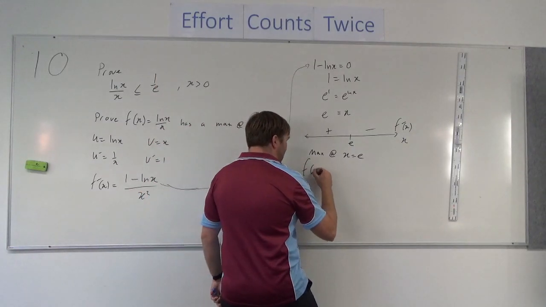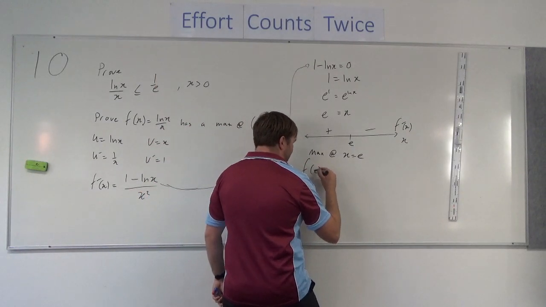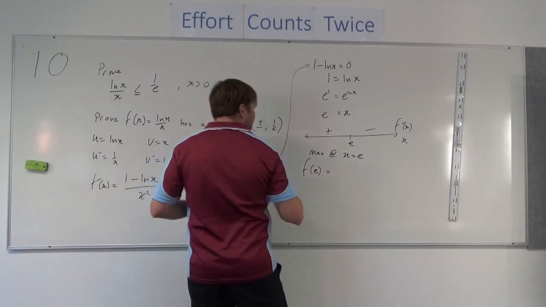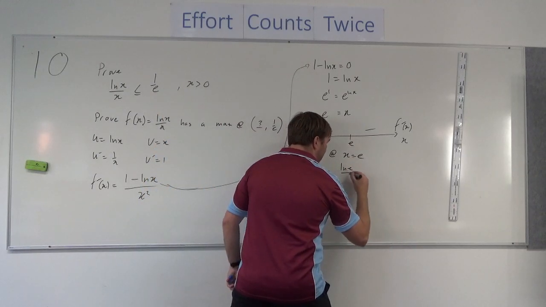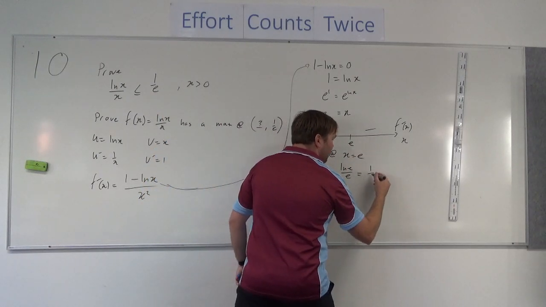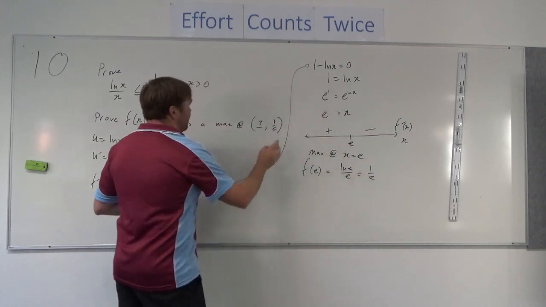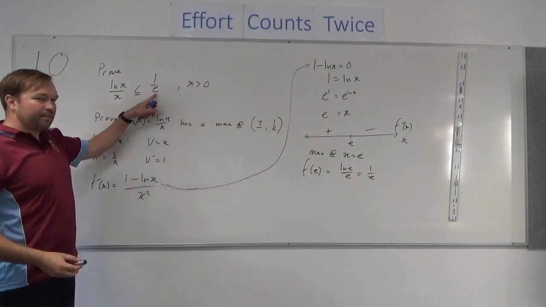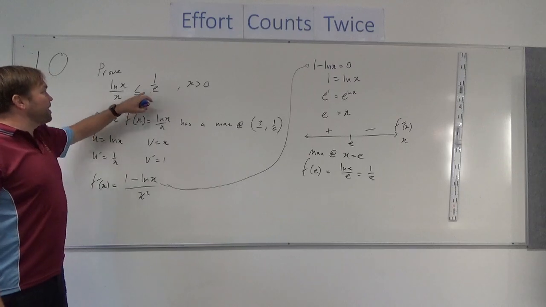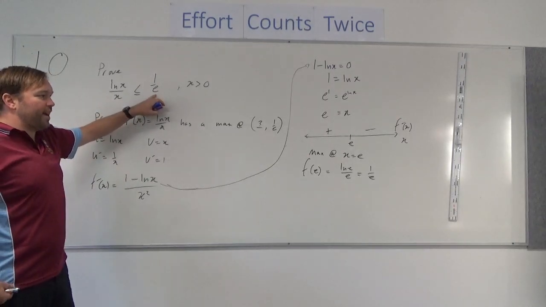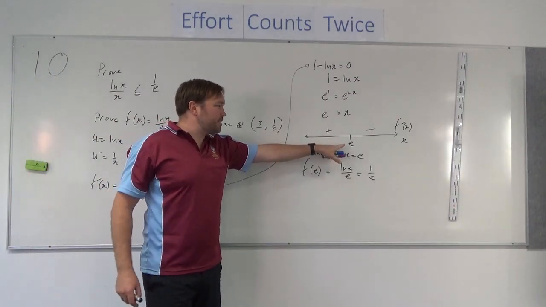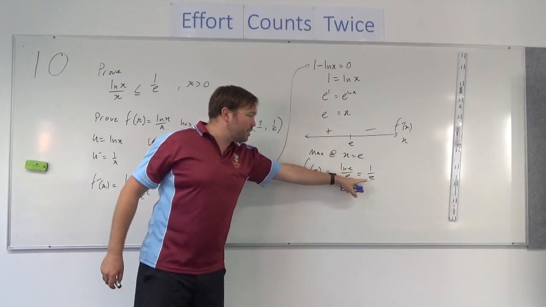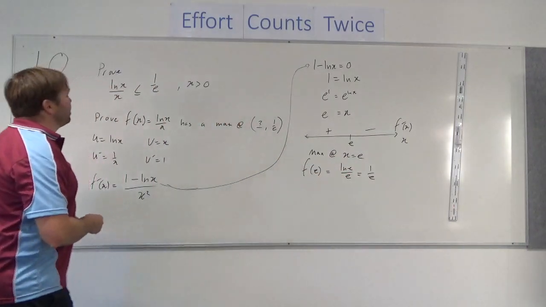Now we need to find the value of that max. We want f of e. f of e is ln of e on e. ln of e is 1, so it's 1 on e, which is what we're asked to prove. This function is less than or equal to this for all x. There is only one turning point, it's a maximum. It does touch 1 on e, but it doesn't go beyond it.